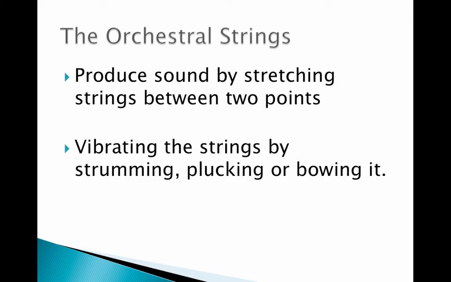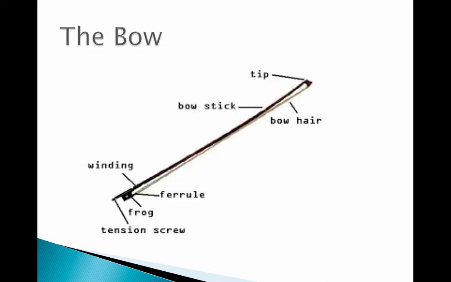When we think of an orchestra, many times the first instruments that come to mind are the strings. String instruments are chordophones. They produce their sound by stretching strings between 2 points, then vibrating them by strumming, plucking, or bowing. A bow is a curved piece of wood with synthetic or real horsehair stretched across it. The string player pulls the hair of the bow over the string to create the sound.